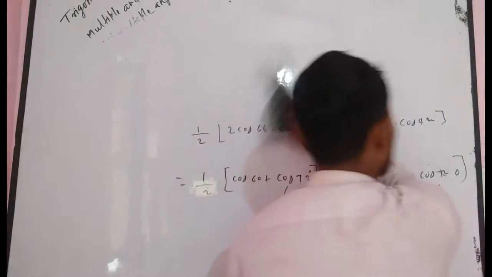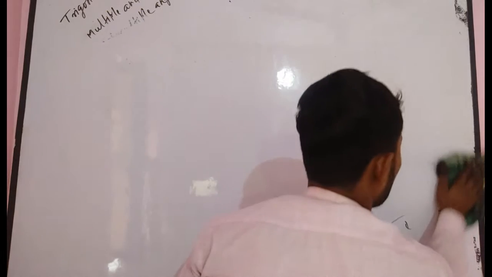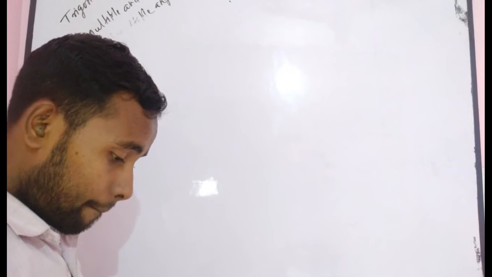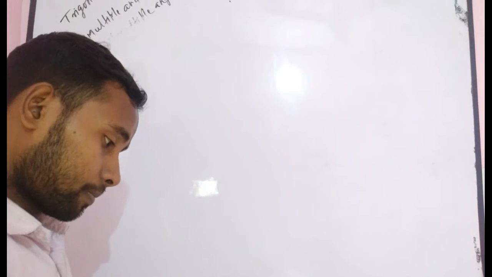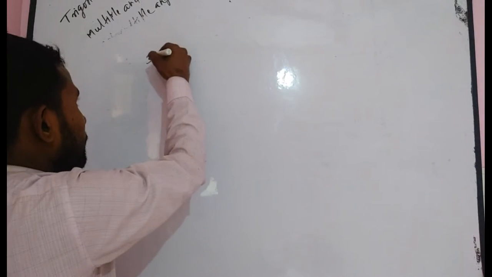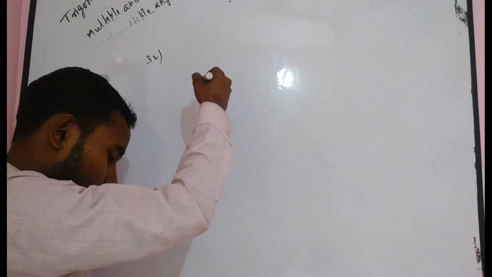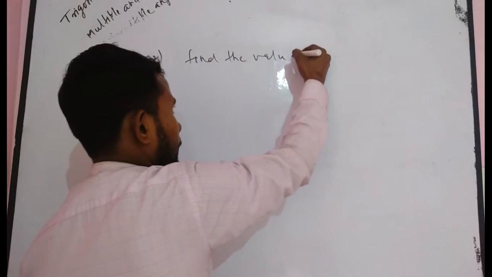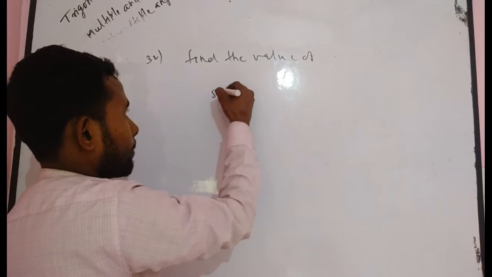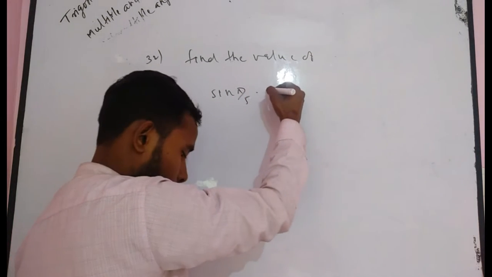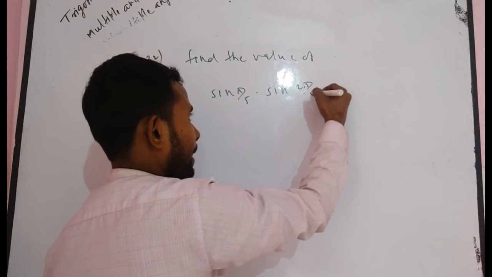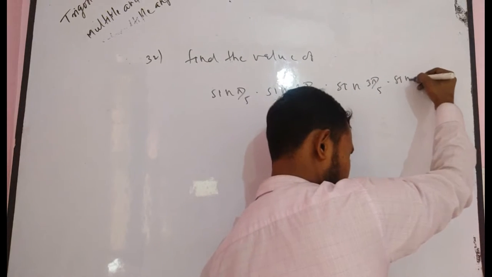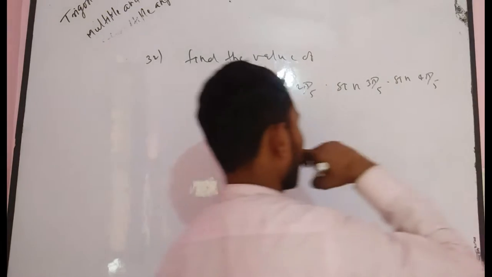Now I take again example 32 for you. In this problem, they ask you to find the value of sin pi by 5 into sin 2 pi by 5 into sin 3 pi by 5 into sin 4 pi by 5. How can you find it?